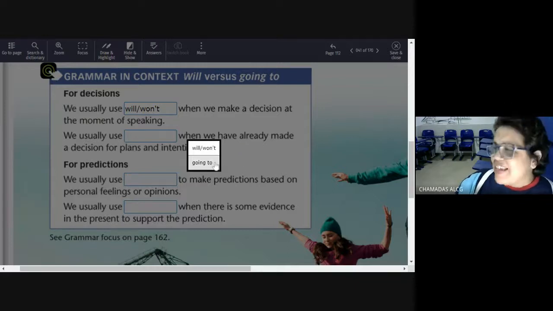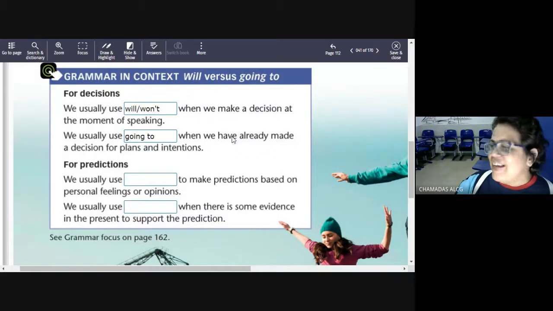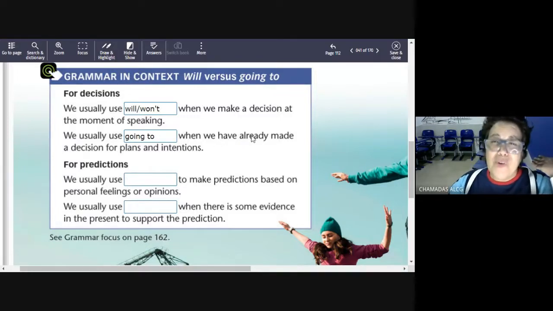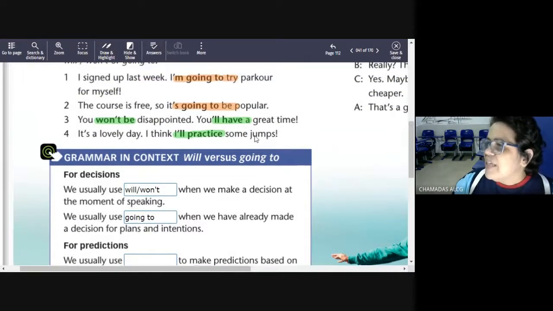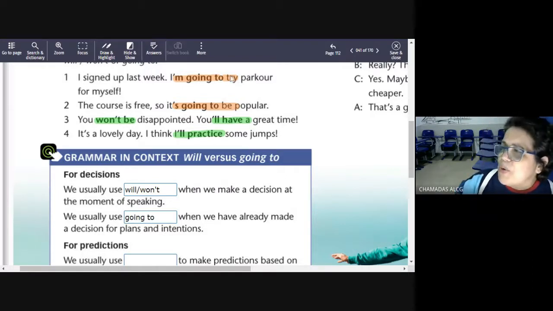Yeah, if you said going to, you're right. Because look, here we have made a decision before. Okay, so take a look. Here, I signed up last week, so I'm going to try parkour for myself. So I have already decided. Okay, so I use going to.